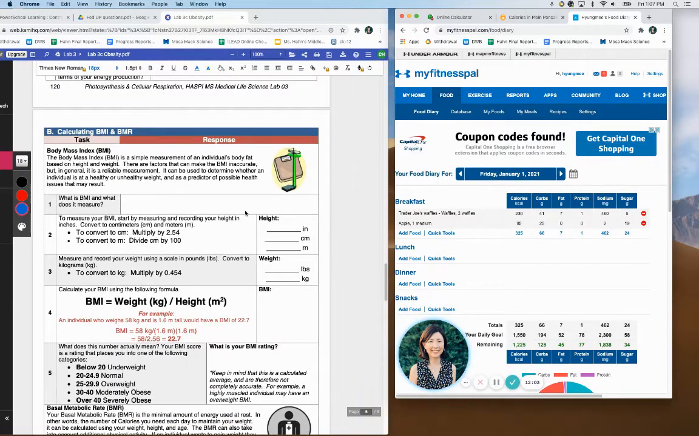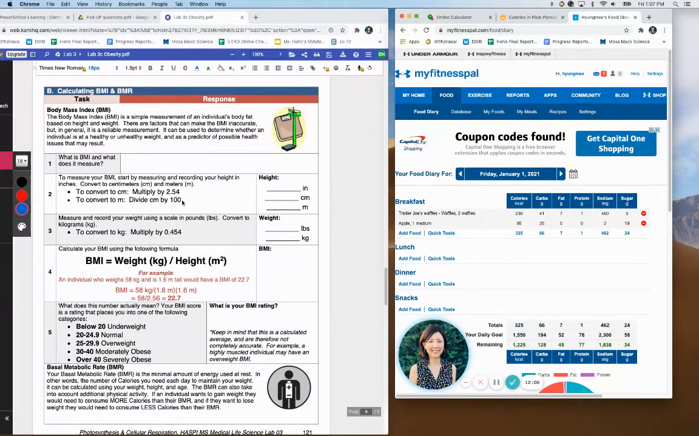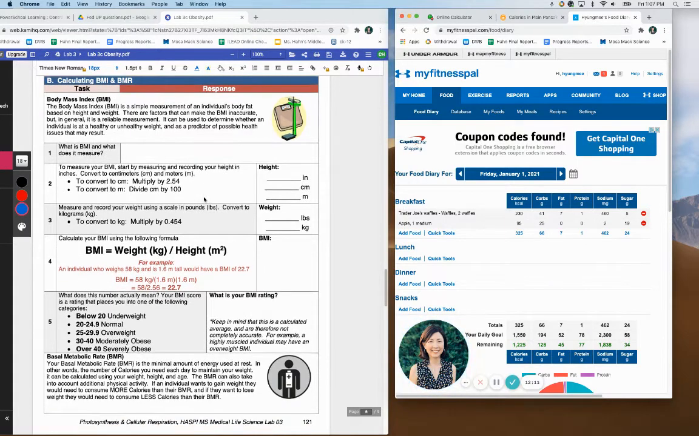Then I'm going to calculate for part B my body mass index. And what is it? You can just look right up there. You're going to take your height and convert it to centimeters. So first you're going to change it to inches, and then you're going to convert it to centimeters.